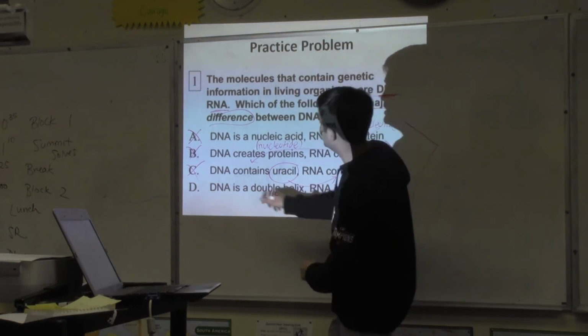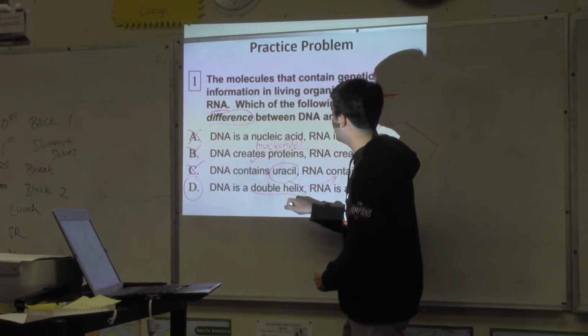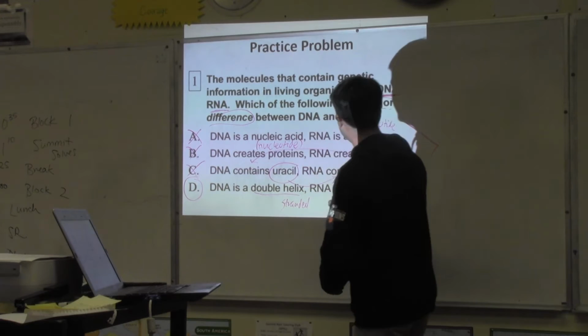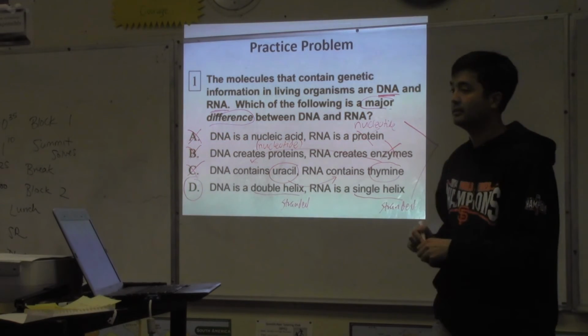And the last answer is D, which is our correct answer. DNA is double, a double helix or double stranded. RNA is single helix or single stranded. We know this is one of the key differences, so the answer choice is D.